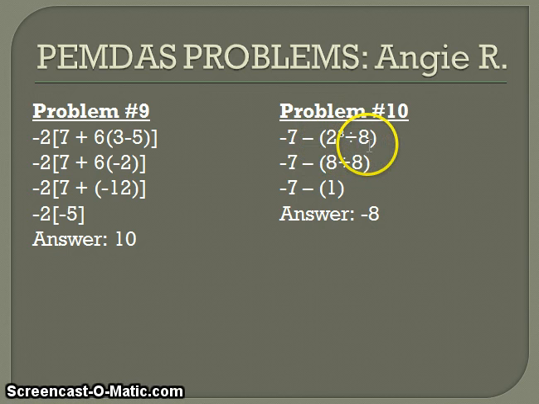For my last problem, I have a negative 7 minus, in parentheses, 2 to the third power divided by 8. 2 to the third power is 8, so I divide that by 8. That gives me 1. My problem becomes a negative 7 minus 1, and this is a negative 7 minus 1, and it's a negative 8.